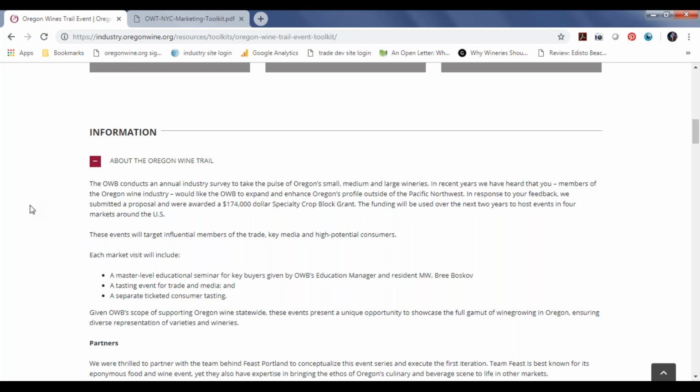So I'm going to let Christina real quickly talk about what elements are available in the event as we move through the toolkit here.